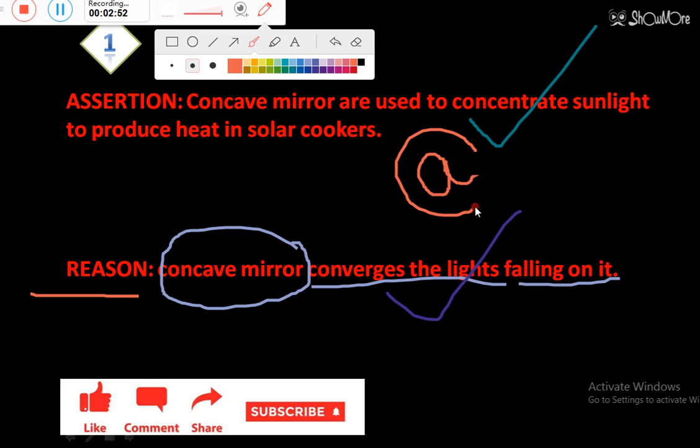These types of questions you can see in the CBSE exam and in unit test exams. I am not saying these questions will definitely come, but you can take the hint from here. You can see how to solve the question and how to reach the answer. So this is question number one, and the right answer is option number A.